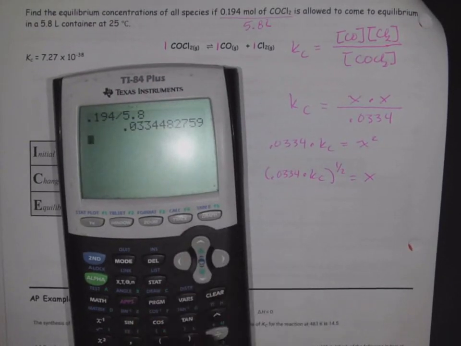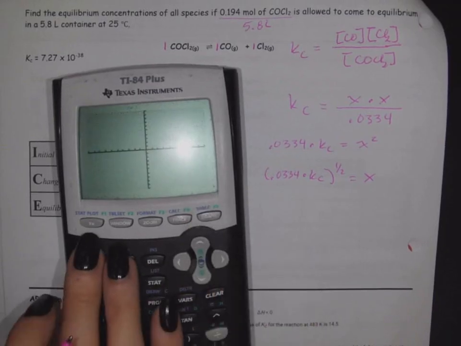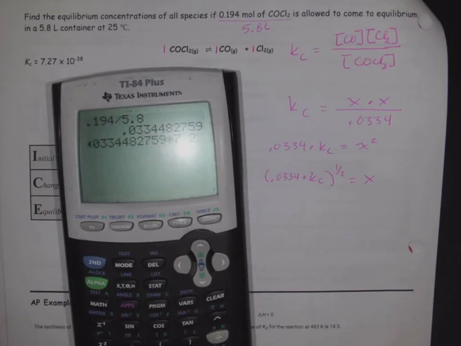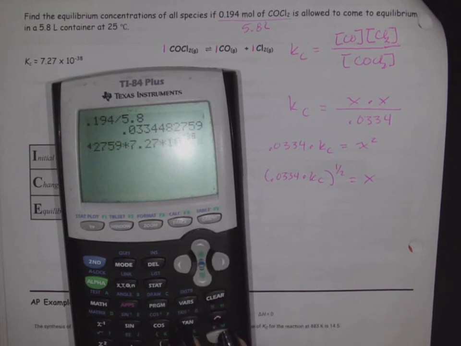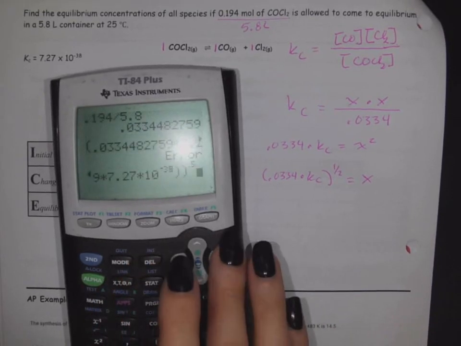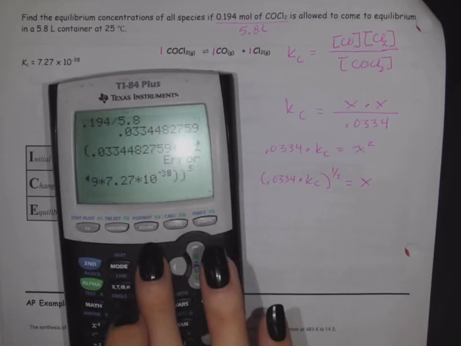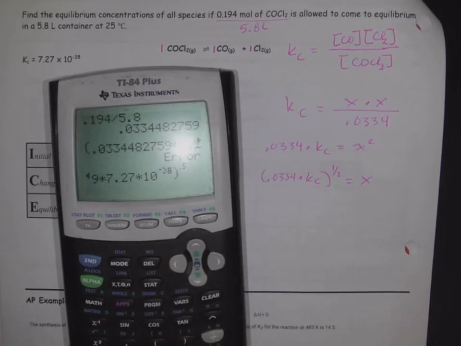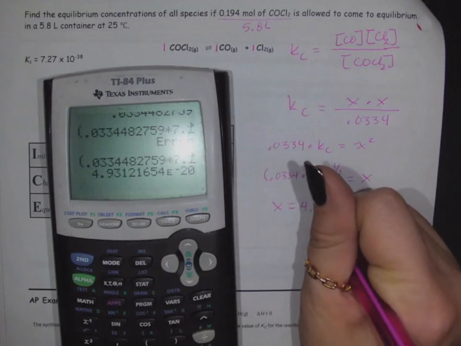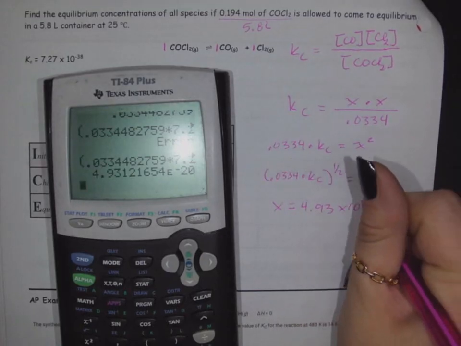So I took this value, and I'm multiplying it by the Kc value that was provided, 7.27 times 10 raised to the negative 38. And then I'm going to take the square root of that, or raise it to the 1/2. Oops, I put an extra parentheses on there, huh? Okay. So I have x is equal to 4.93 times 10 to the negative 20th.